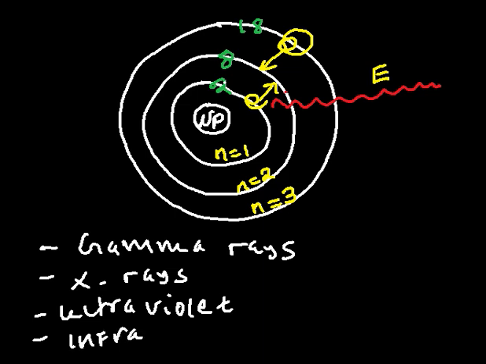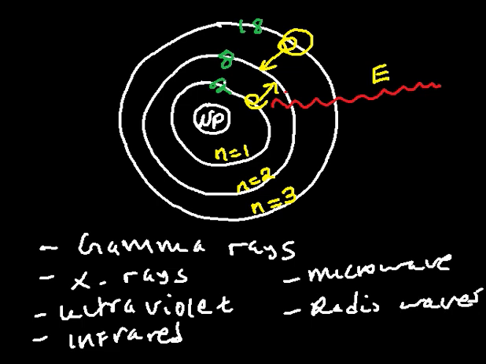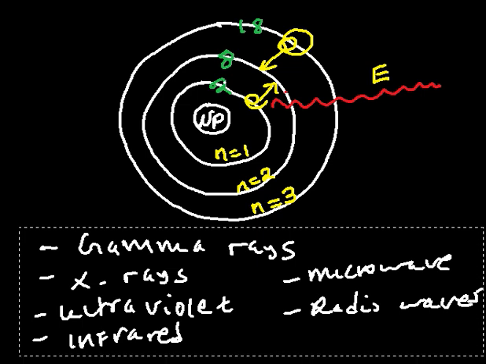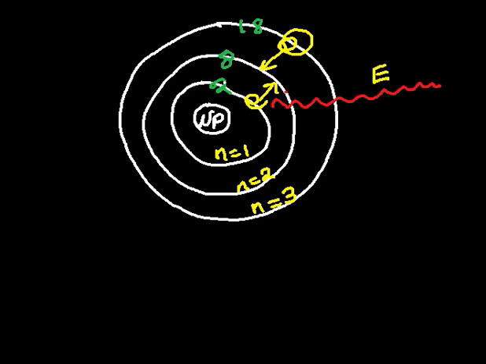So we also have what we call infrared. And we also have microwave. We also have radio waves. And there are some other examples of waves that you can come across. But these are the typical waves that are emitted as the electron changes from one energy level to another energy level. So keep that in mind.